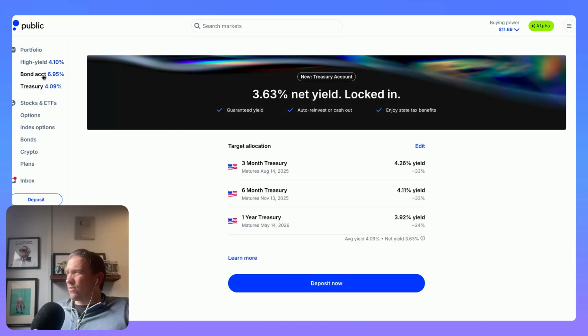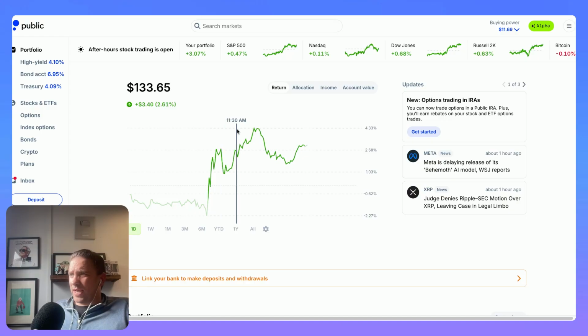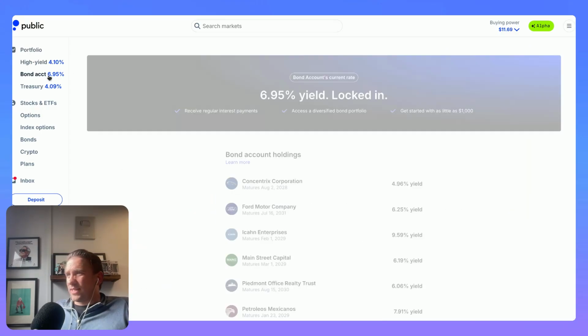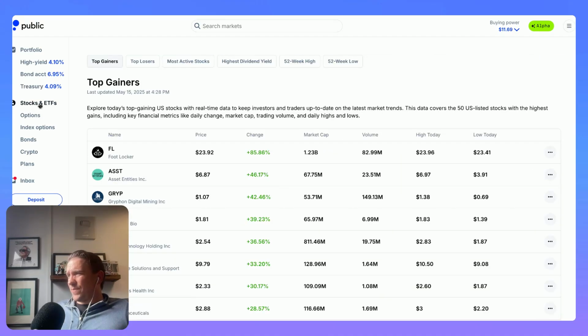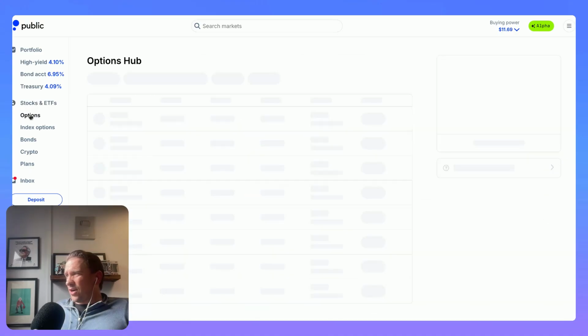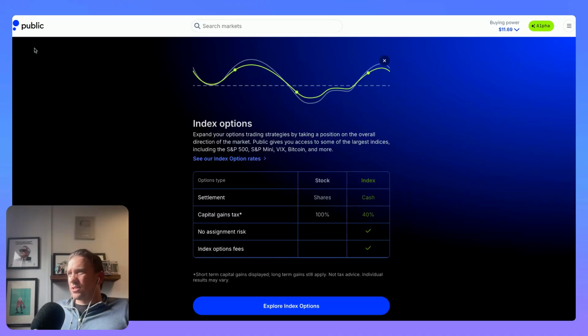I love this. Everyone's always focused on stocks. Okay, you saw the stock features I just demonstrated to you, but you can just so quickly tap into fixed income features in high yield, bonds and treasuries. Now, if we work our way down the list, you've got stocks and ETFs here, and these features here, options, index options.